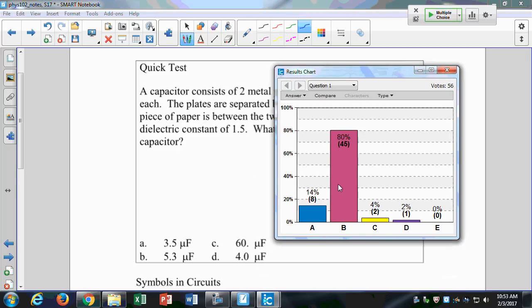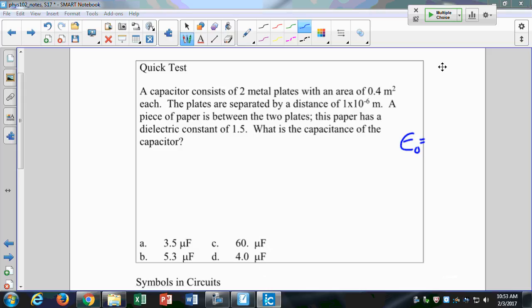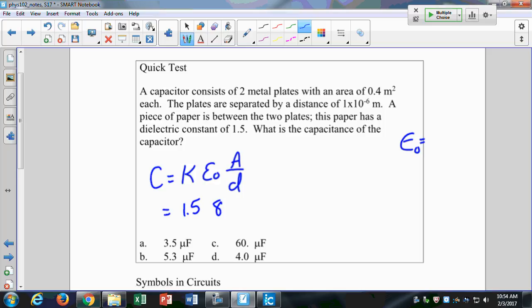All right, B is right, I'm pretty sure. We do C equals kappa epsilon naught A over D. Put in those values. Kappa is 1.5. Epsilon naught, I think, is 8.85 times 10 to the minus 12. Am I right about that? Okay, factor it in. A is 0.4.